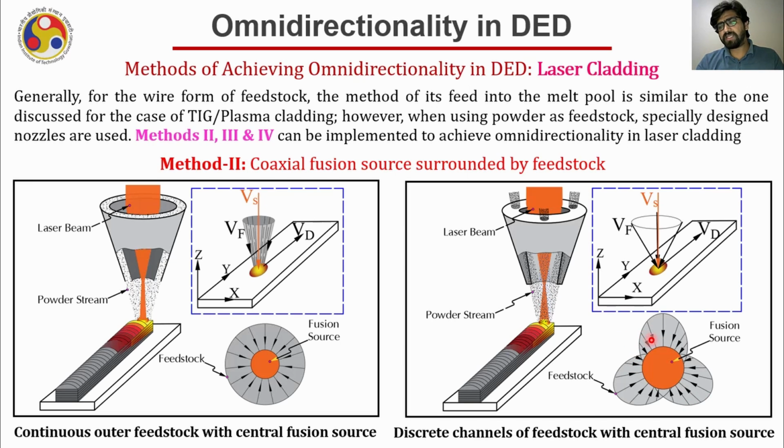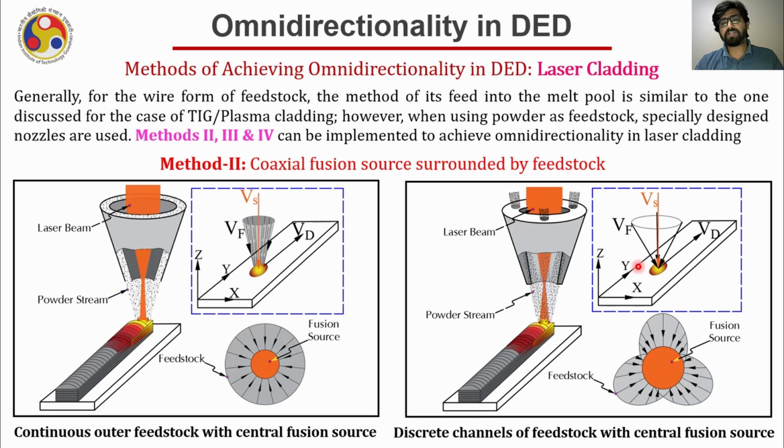Here, as you can see, it is approximately forming a cone at the focal point, but I cannot call it that the material is fed in the form of a cone like in the continuous feedstock nozzles.